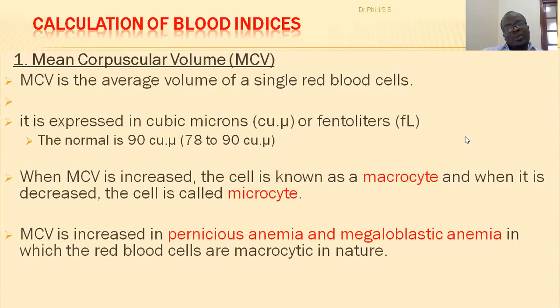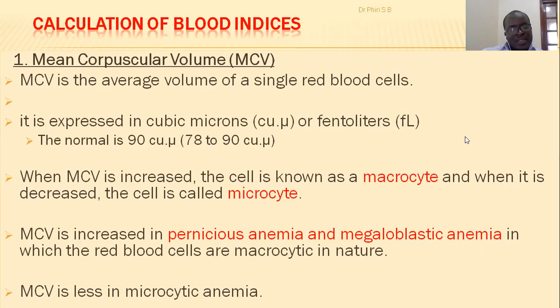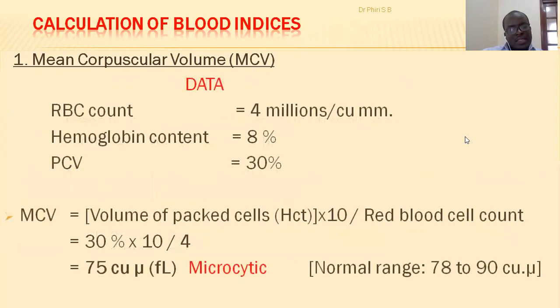Remember, during erythropoiesis, there is a change in size. So as they are developing, there is a decrease in size. So if these cells are not maturing, you'll find that they will maintain a bigger size. So there will be more macrocytic cells. Then, like I said, when the MCV is less, this is referred to as microcytic anemia, as opposed to the macrocytic nature of anemia.